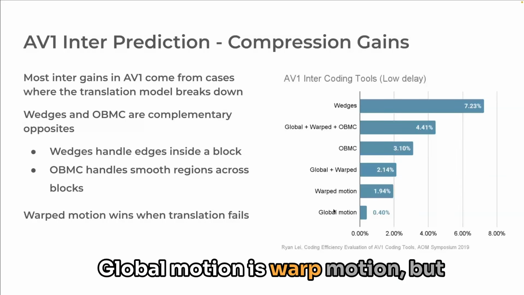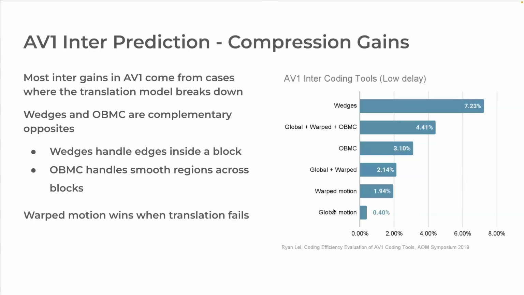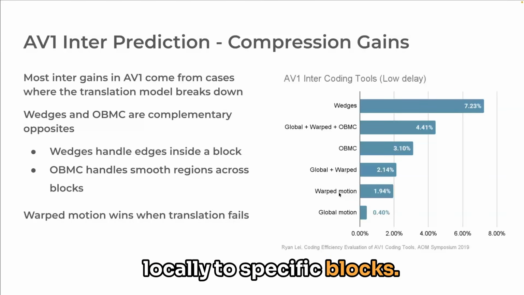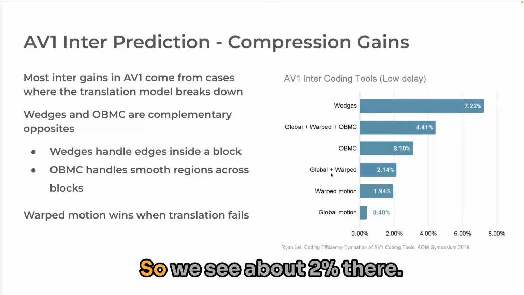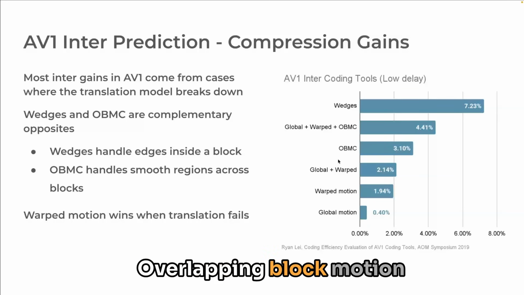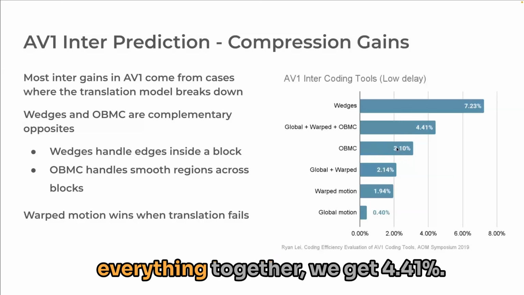Global motion is warp motion, but applied globally to the entire frame. Warp motion is applied locally to specific blocks. Global plus warp is just combining both of these together. So we see about 2% there, which is good. Overlapping block motion compensation is 3%. And then if we combine everything together, we get 4.41%.